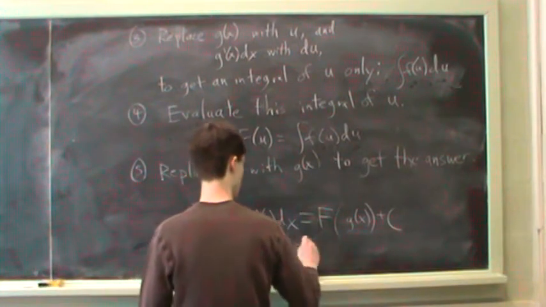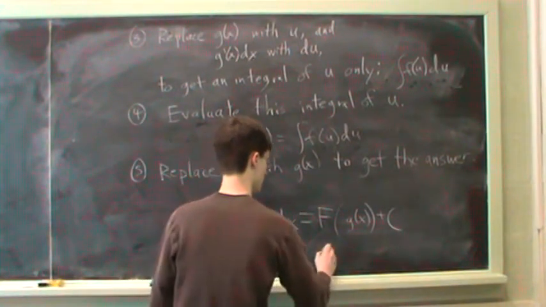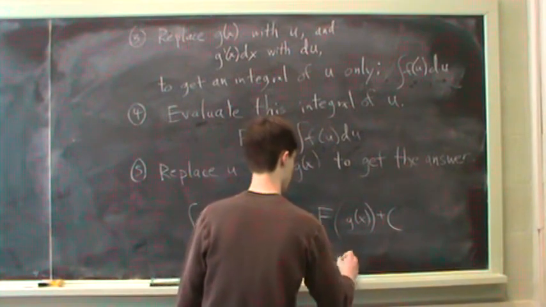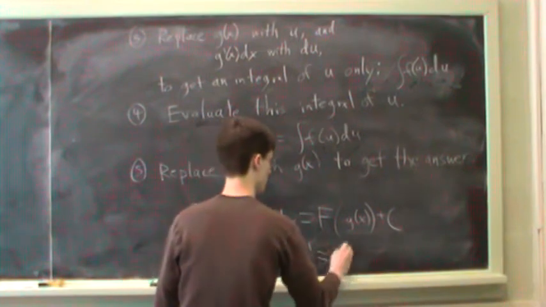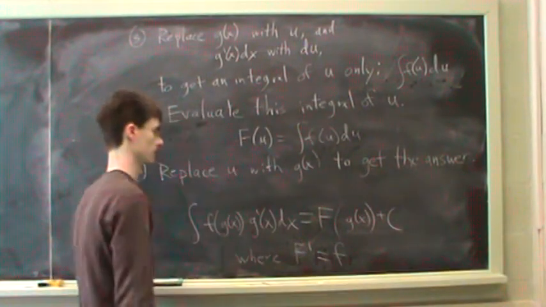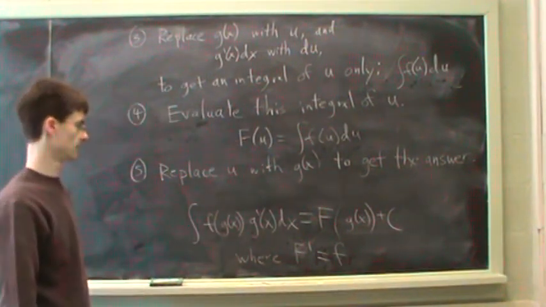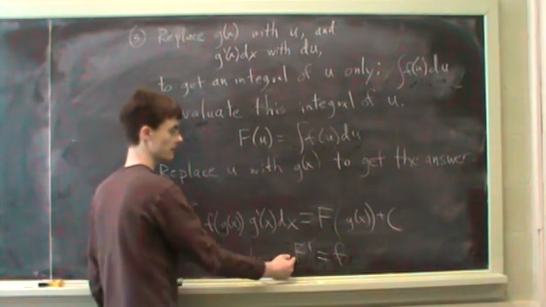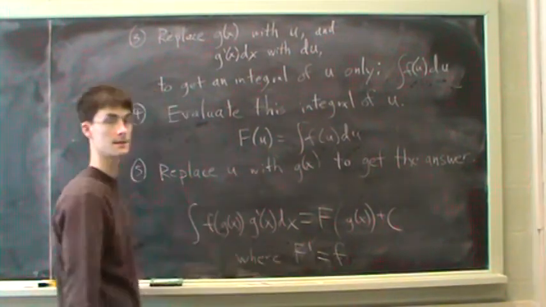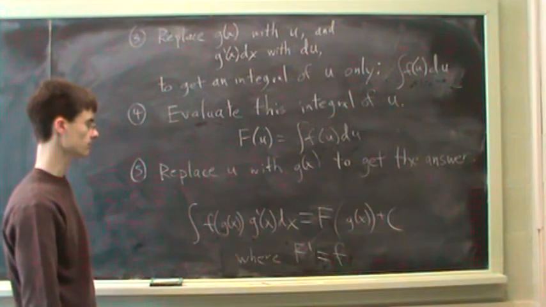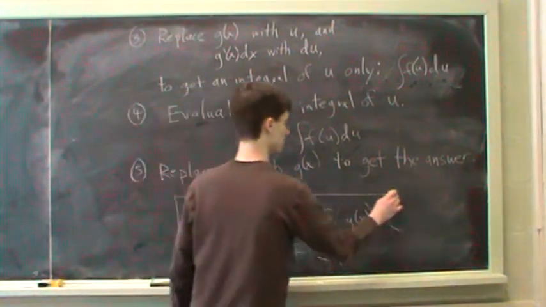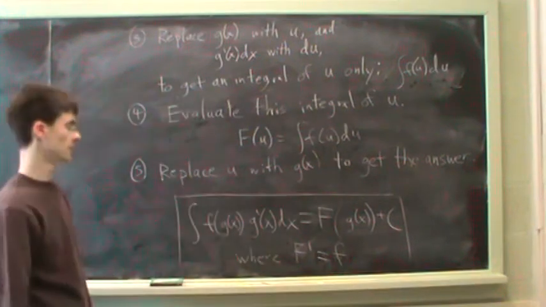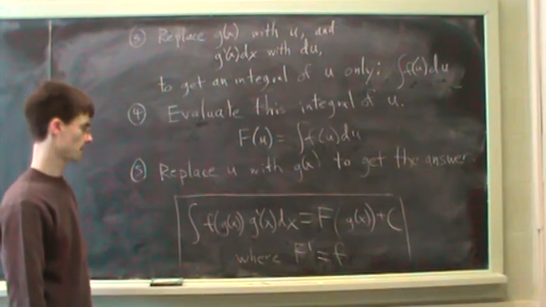Here F prime is going to be lowercase f. The derivative of capital F with respect to u will be lowercase f. So this is u substitution symbolically.